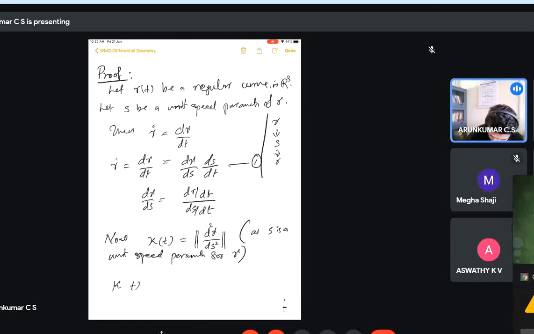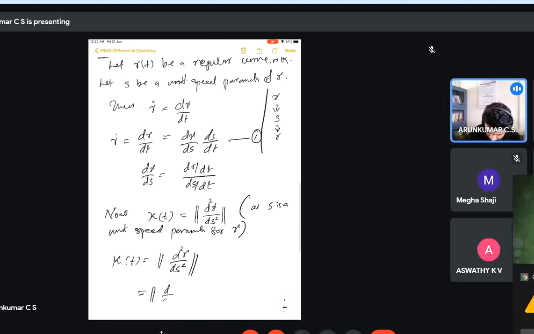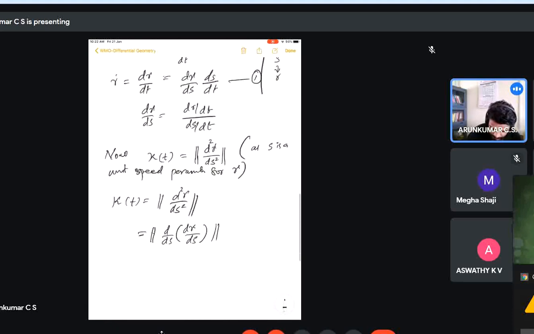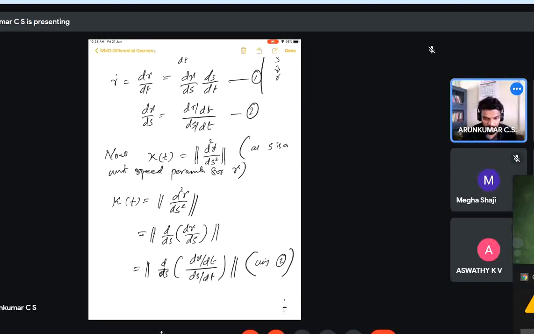Okay. Now let us do some computations. Kappa of t is equal to the norm of d square gamma by ds square. This is the norm of d by ds of d gamma by ds, and this we can write as d by ds of, okay, let us substitute from equation 2, d gamma by dt divided by ds by dt, using 2. Okay, fine.